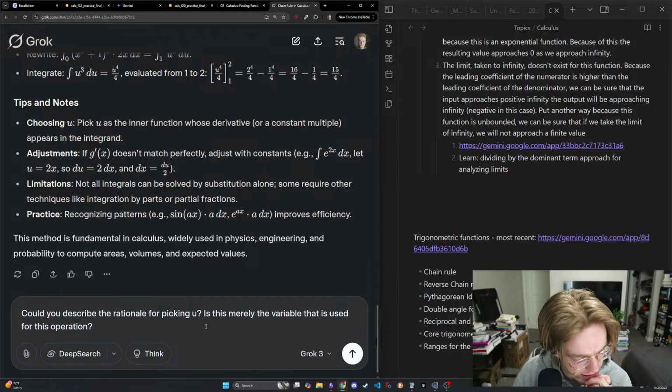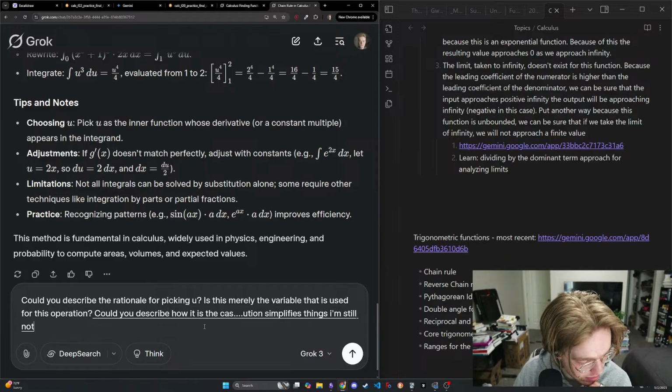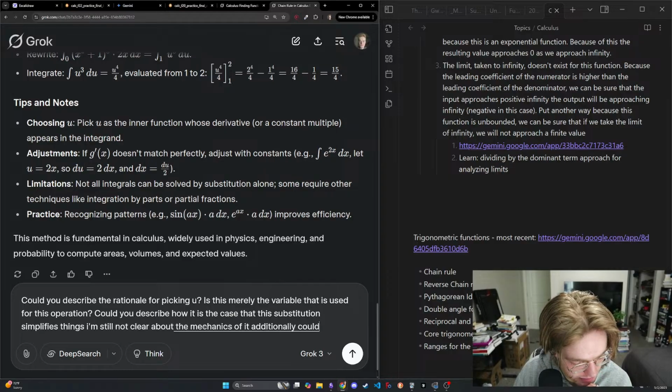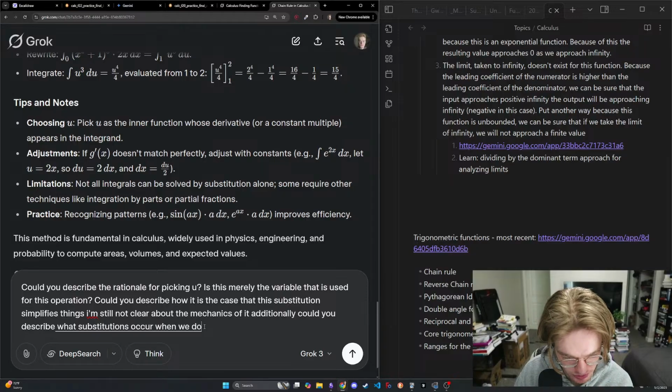Could you describe how it is the case that this substitution simplifies things? I'm still not clear about the mechanics of it. Additionally, could you describe what substitutions occur when we do this operation and be explicit about each one?